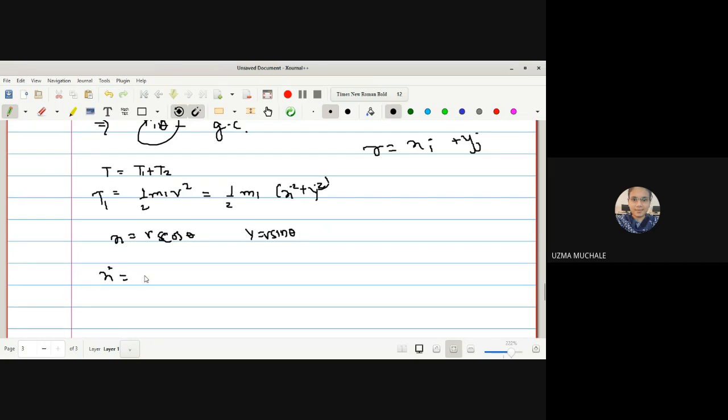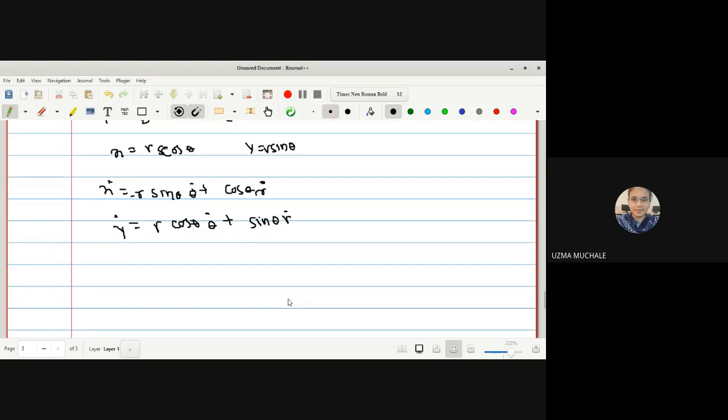Now, as r and theta are both independent, you have to find x dot square plus y dot square. x dot is r as it is, derivative of cos theta is minus sin theta into theta dot, plus cos theta as it is, derivative of r is r dot. And y dot will be equal to r as it is, derivative of sin theta is cos theta into theta dot, plus sin theta as it is, derivative of r is r dot. Correct?